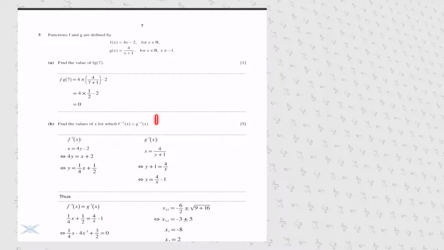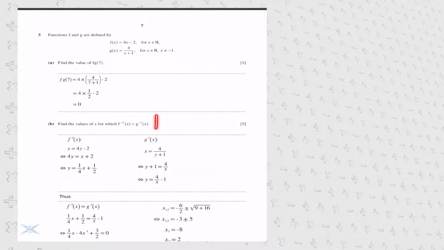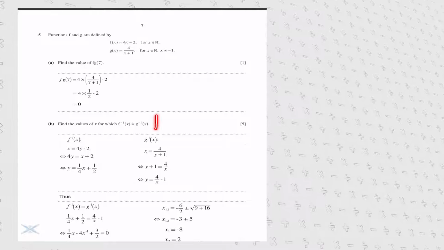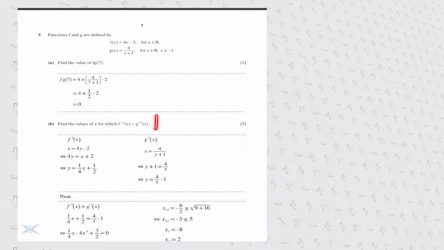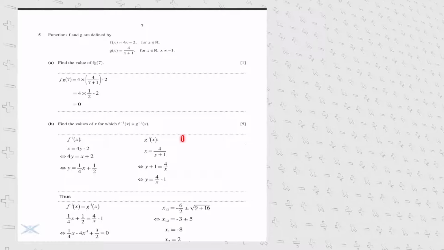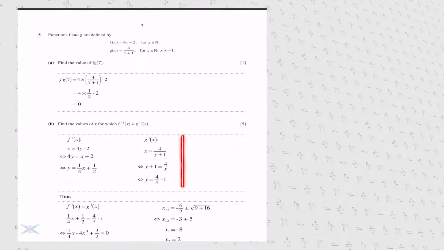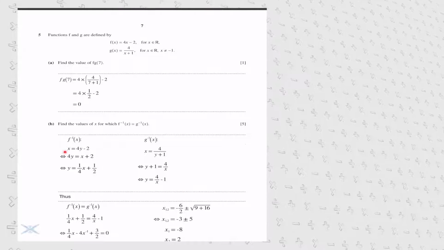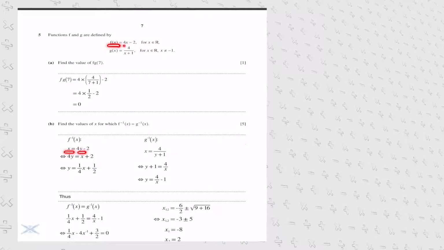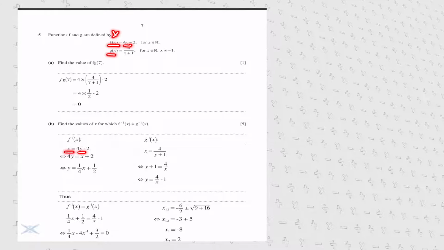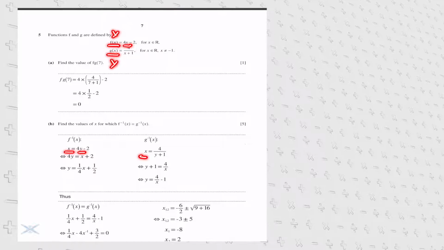In part B of this exercise, we are supposed to find the values of x for which the inverse function of f of x equals the inverse function of g of x. So firstly, we will establish the inverse functions of f and g. This is done by first swapping the variables x and y. Keep in mind that f of x can be replaced with y, and the same applies to g of x as well.